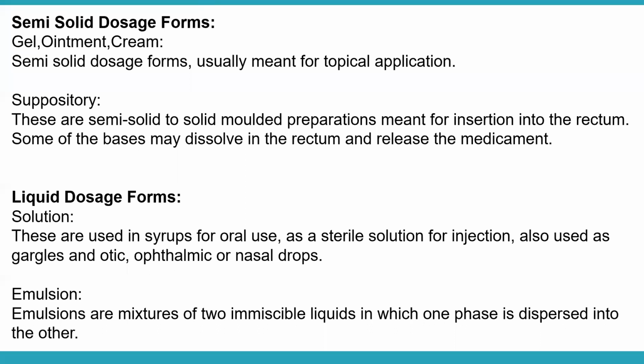The semi-solid dosage forms include gel, ointment, and cream. They are usually meant for topical application. Ointments are semi-solid and greasy, for topical application on the skin. Then you have creams. Creams are again semi-solid emulsions, that is, a mixture of oil and water. They are of two types, oil in water creams and water in oil creams.